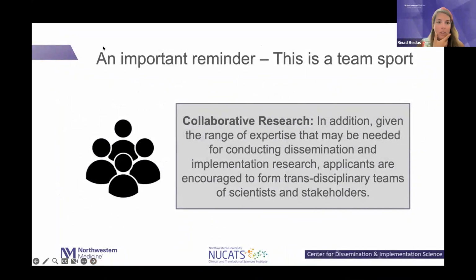I just want to remind you that when you do this kind of work and when you write implementation science grants, it is very team science focused. Because there's not one person that's going to have all the expertise needed to do this kind of large scale, multi-level implementation research. And so this is in the program announcement: applicants are encouraged to form transdisciplinary teams of scientists and stakeholders or constituents. So that's a really important thing to keep in mind as you're constituting the teams for the grants that you're putting in.